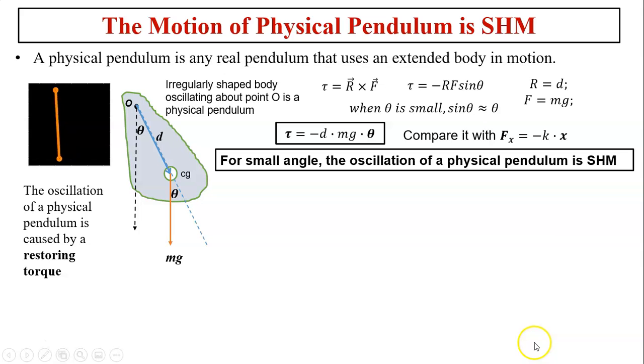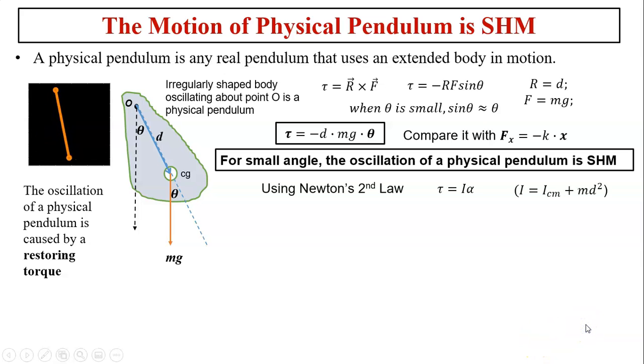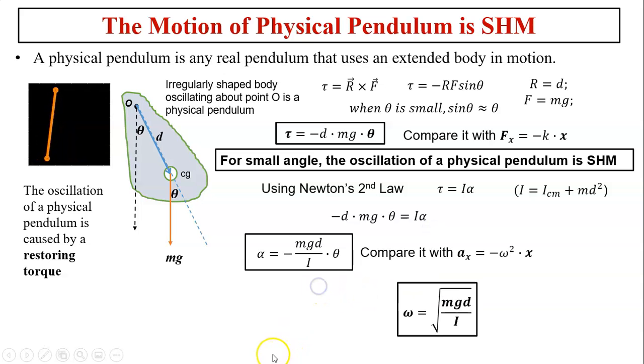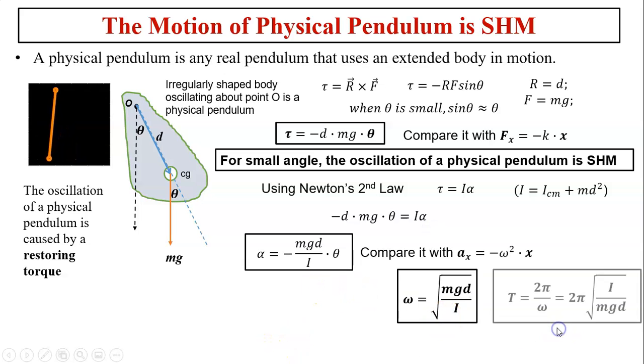We can find a period. To find the period, we have to use Newton's second law, torque equals I alpha. And by the way, I is I center of mass plus md squared. This is the parallel axis theorem. So torque equals I alpha. We solve for alpha. From here, we can find omega. That's how we find the period. Do not try to memorize this. I don't want you to get confused, but you really should be able to derive this from torque equals r cross F, then using Newton's second law to find omega.